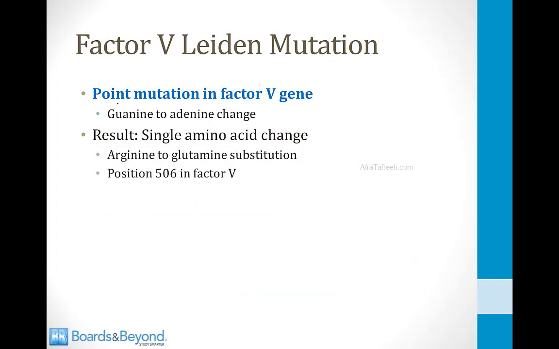The factor V Leiden mutation is a point mutation in the factor V gene. A guanine base is changed to adenine. The result is a single amino acid substitution in the factor V molecule. Arginine is changed to glutamine. This occurs at position 506 in the factor V molecule.